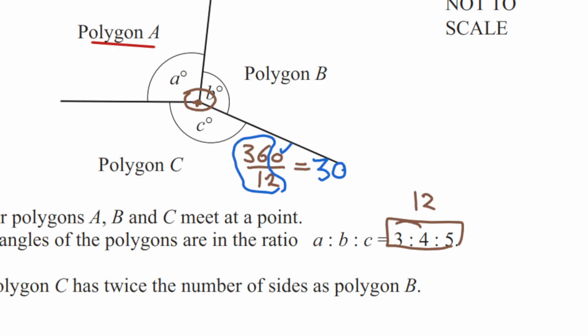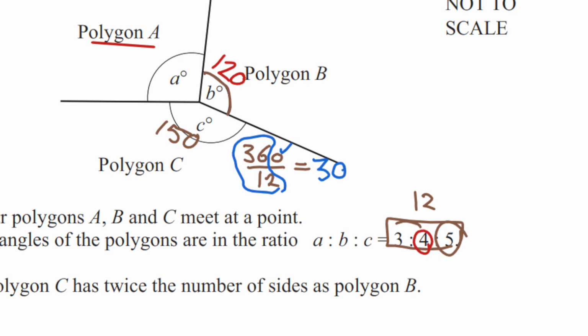Now let's see what's the question. The question asks us to find the sides of C and B. Alright, so let's see how we will do that. C, what's the ratio of C? It's 5, isn't it? Yes. So it's going to be 5 times 30. That means this angle here is 150, is 5 times 30. And for B, this is it here. The shares of B are 4. So it's going to be 4 times 30. 4 times 3 is 12. So 4 times 30 is 120.